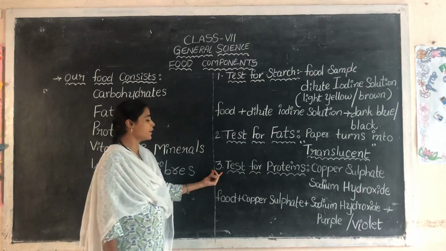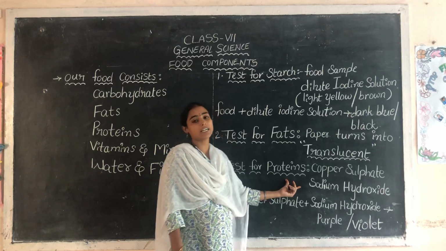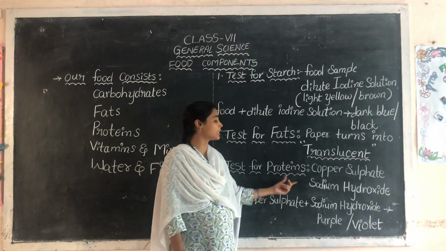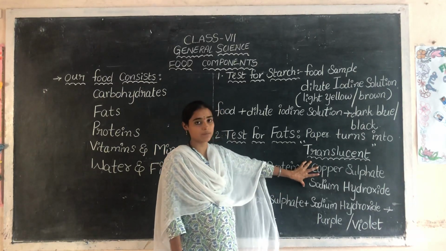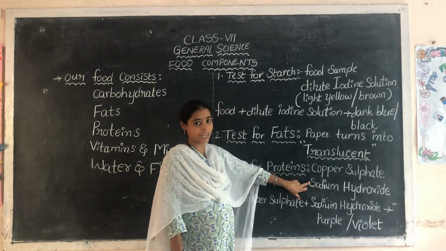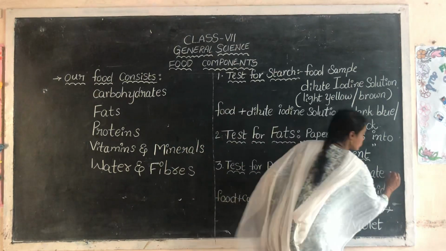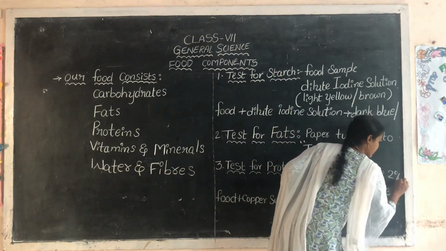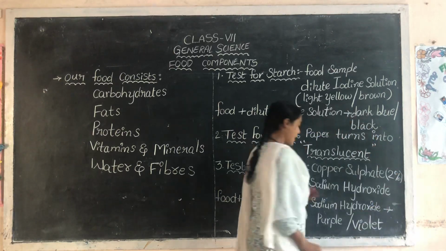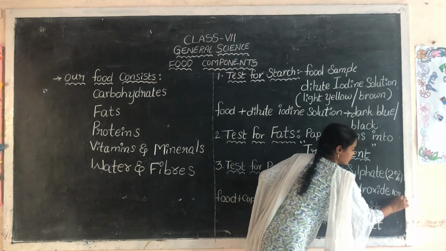Now we test for proteins. For the test for the proteins, here we require two chemicals. One copper sulfate, another one sodium hydroxide. This copper sulfate we require 2% copper sulfate and sodium hydroxide 10%.